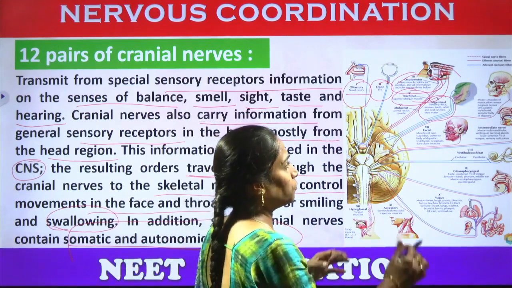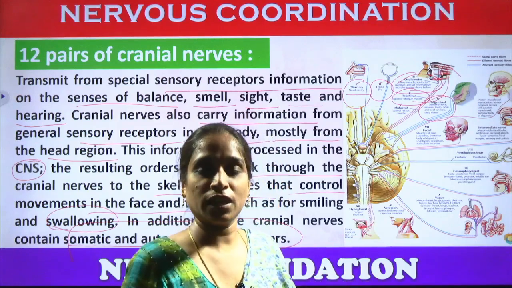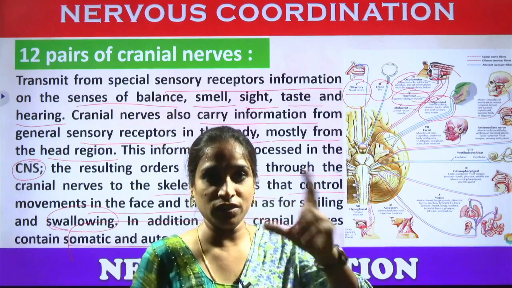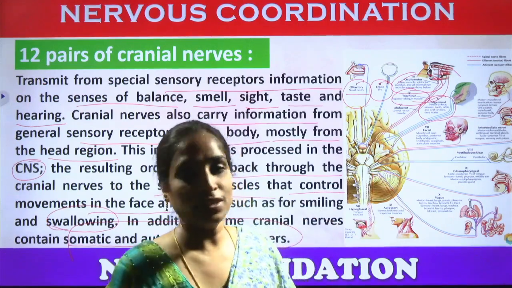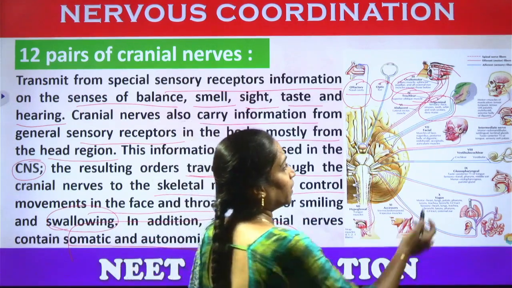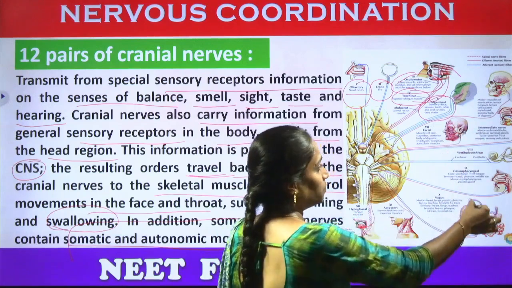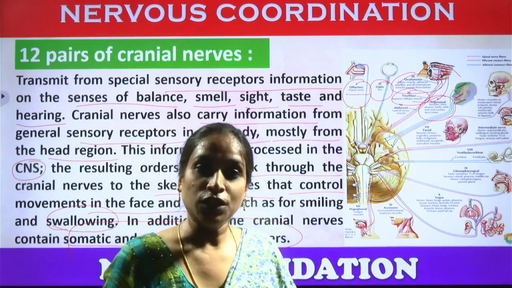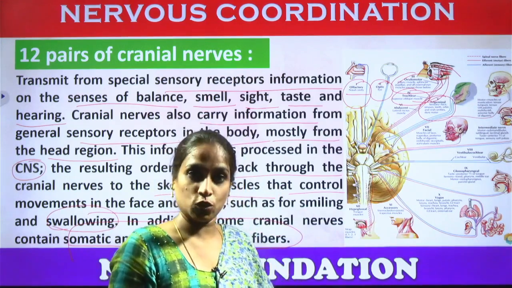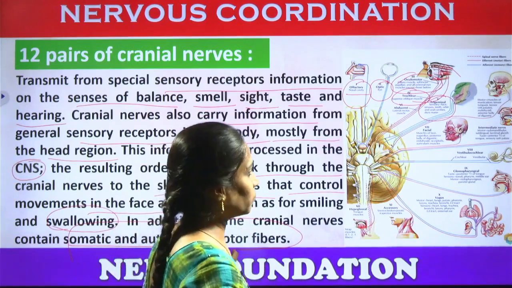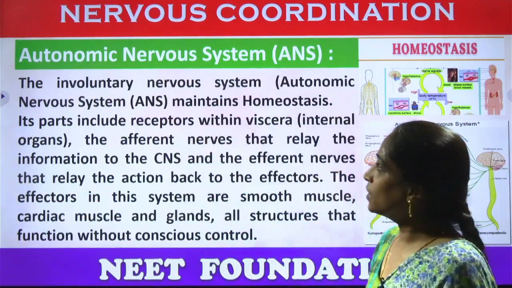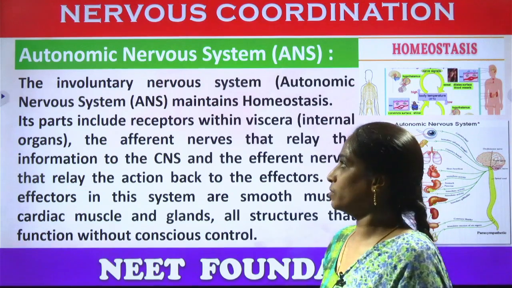Different types of nerves play different roles for different sensory organs to give the reaction for a particular stimulus. Like this, different cranial nerves are attached to different sense organs to give the responses. Okay, right. So the next concept is the autonomic nervous system.